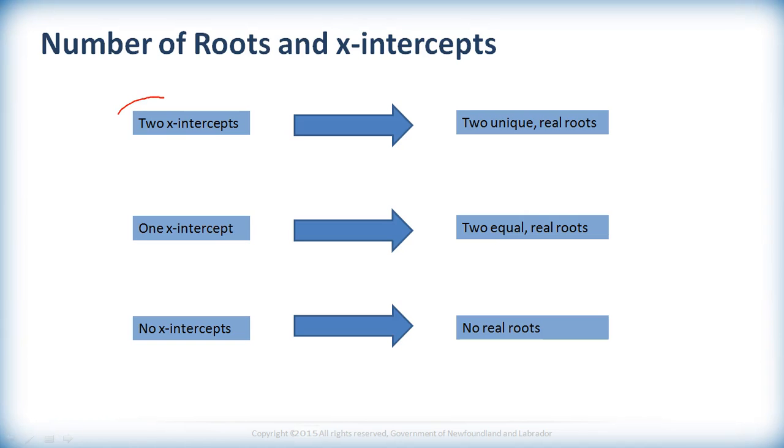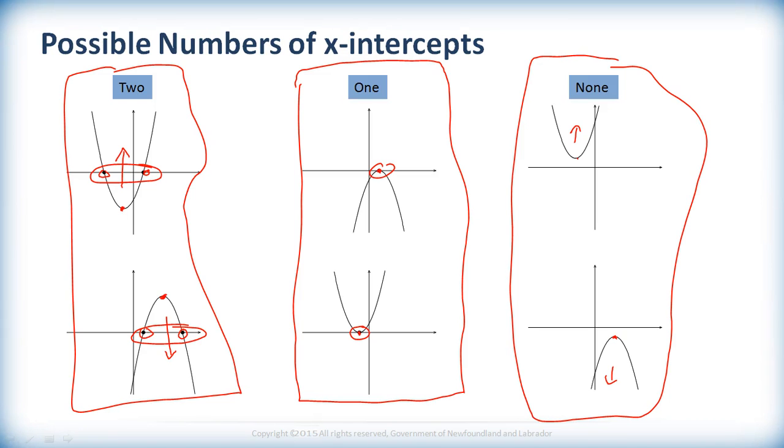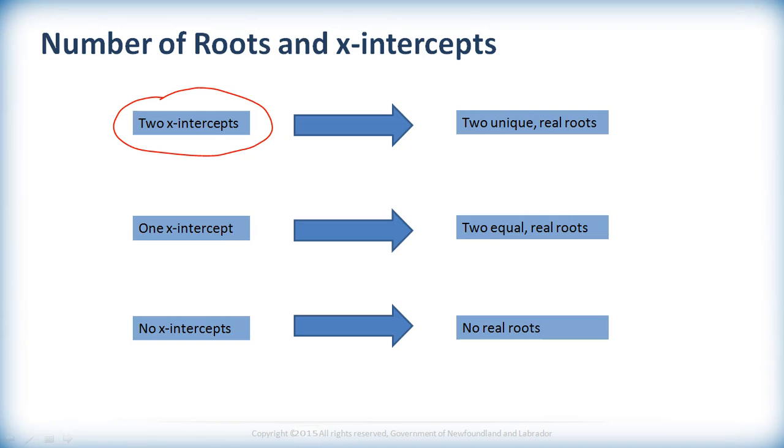Now, if we have two x-intercepts, think about the graph. It means we're going to have two different numbers for our x-intercepts. So we're going to have two different roots for the equation. We say we have two unique real roots. If we just have one x-intercept, we'd solve the equation and still get two answers, but they'd be the same number. So we say we have two equal real roots. And if we don't touch the x-axis at all, we say there are no real roots. There are still roots, but they're imaginary. That's not a joke. It's a funny thing, but it's not a joke.